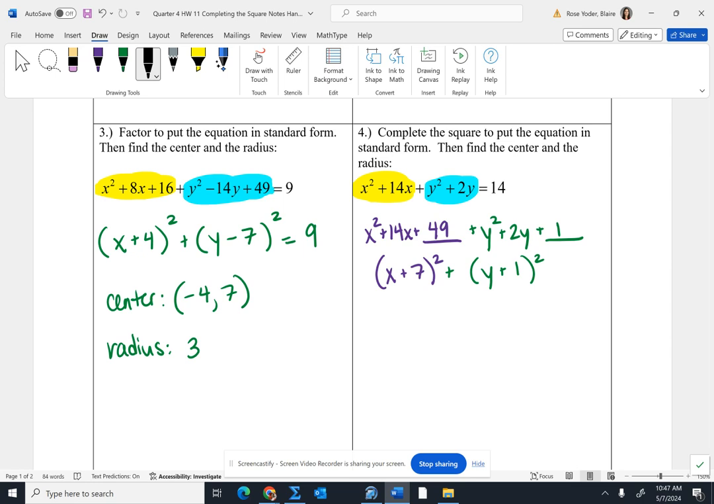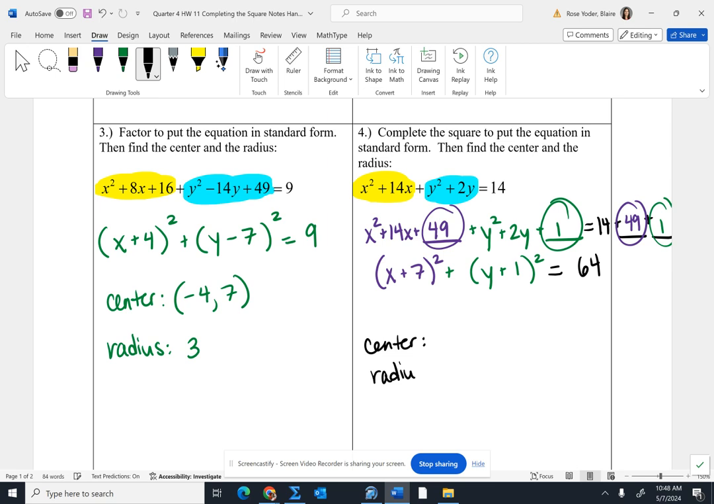I broke some rules of what you're allowed to do to an equation, though. I just added stuff to the left-hand side of an equation, which I'm not allowed to do unless I add those same two things to the right-hand side. So this 49 that I added here, I'm not allowed to do that unless I add it here too. And this 1 that I added over here, I'm not allowed to do that unless I add 1 to this side also. So 14 plus 49 plus 1 is 64. And now it is set up for me to find my center and my radius.